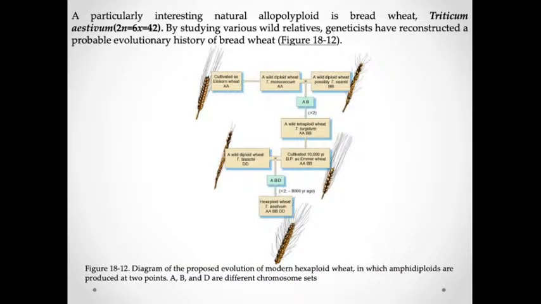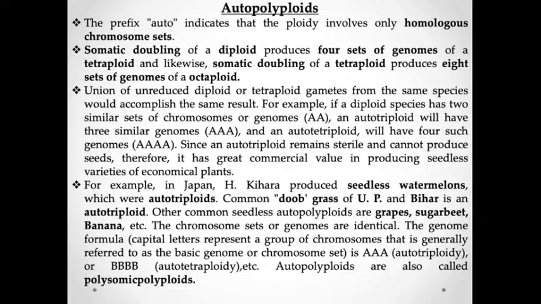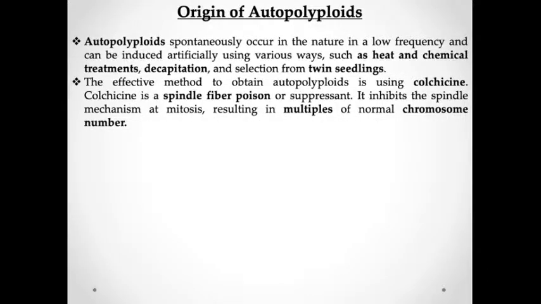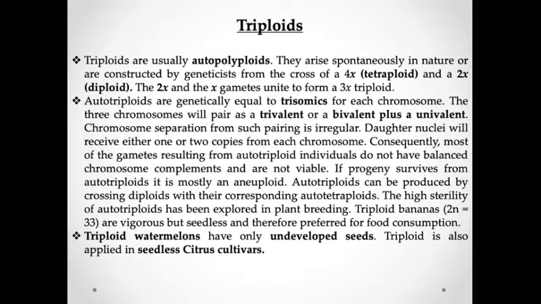And this is another example. You can check it out. So autopolyploids, we have discussed how we can make them. They have a lot of uses. Then there are triploids, that is, having three sets.